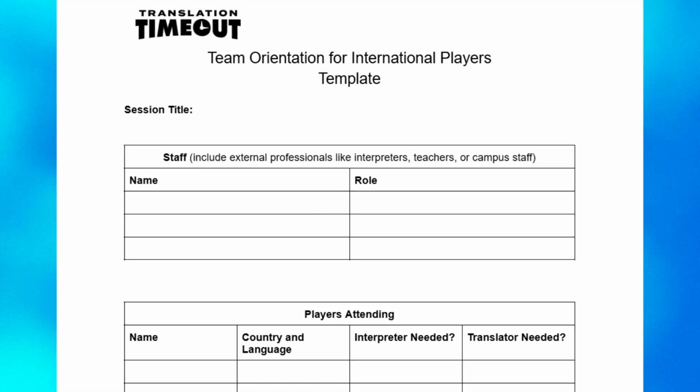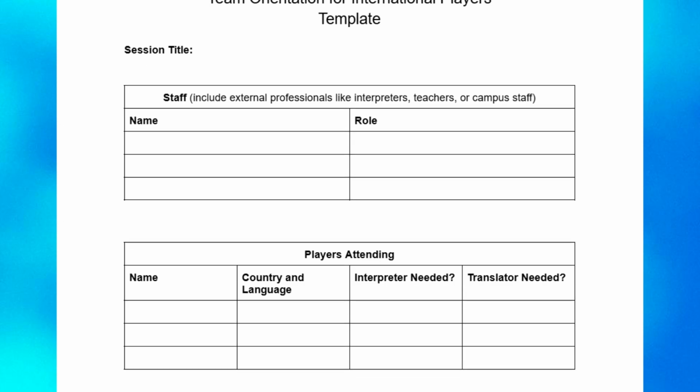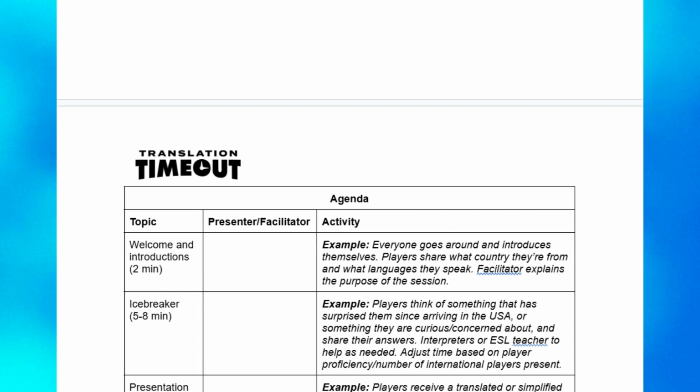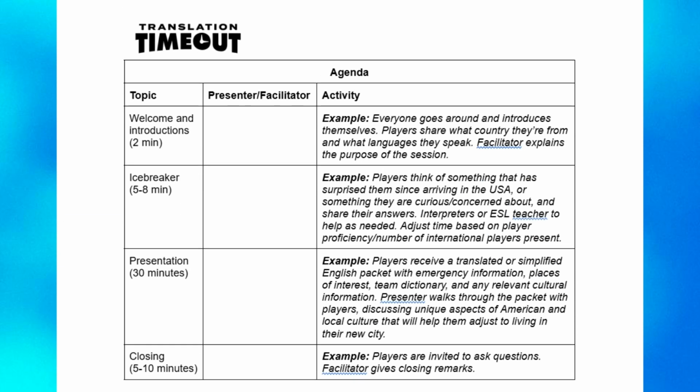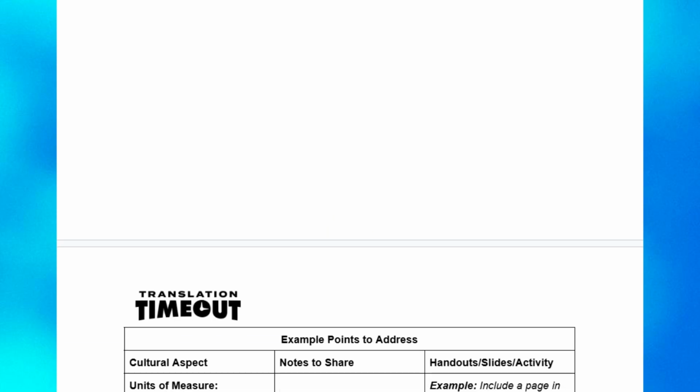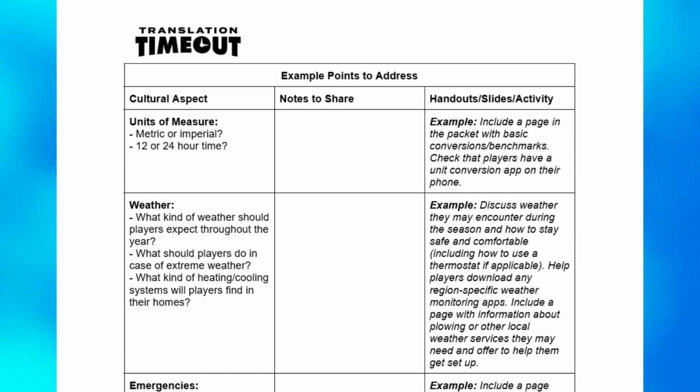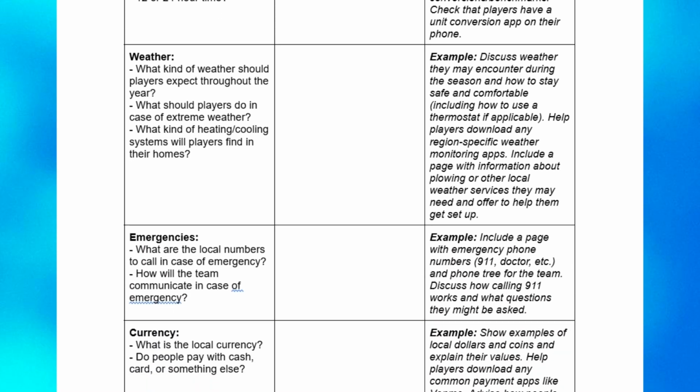The handout in the description is a template for planning your orientation session. I would recommend asking your players or agents ahead of time what services they'd like to have if they need a translator or interpreter. I've listed some activities that I've done in orientations that you're welcome to change or expand on. And I've also added a couple different cultural aspects to consider. These are those non-athletic topics I talked about earlier that are challenging for people of any age, background, or talent when they're moving to a new country.